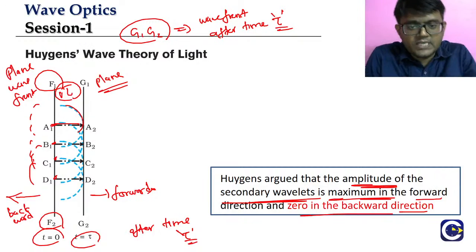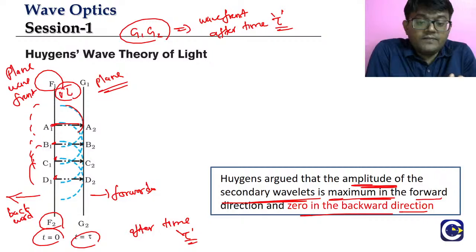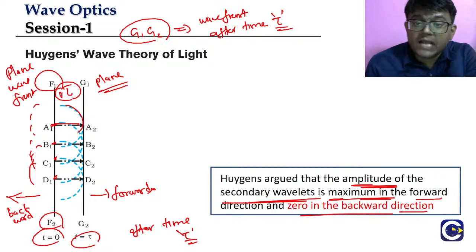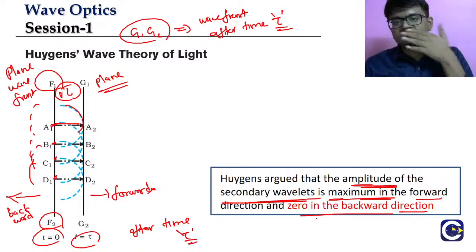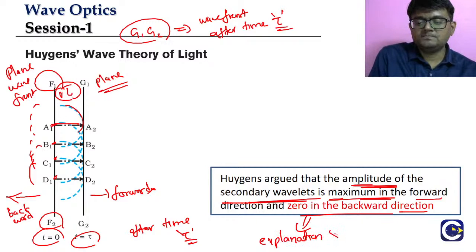In fact, that is what he also said. He said that the wave will be spread in all different directions. But his another postulate is what? The wavelet's amplitude in the forward direction will be maximum, and in the backward direction the wavelet's amplitude is what? 0. So this postulate explanation, he was not able to provide successfully.